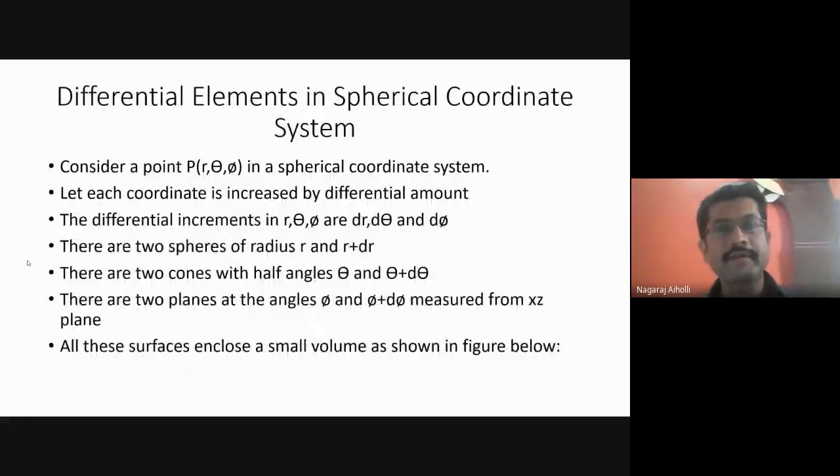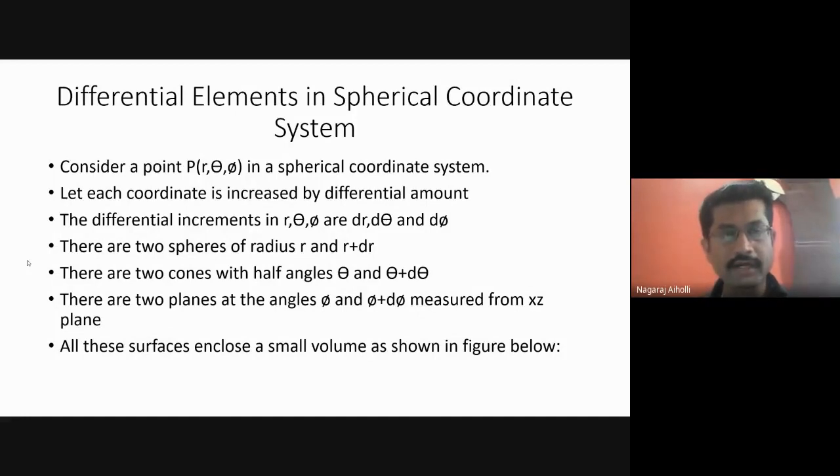Next, differential elements in the spherical coordinate system. We have come across differential elements in the Cartesian system and in the cylindrical system. That is, when the coordinates are increased by a differential amount, what shape is obtained, and how the coordinates affect the system. We have seen that for the Cartesian and the cylindrical systems. Now we'll go through the differential elements in the spherical coordinate system.